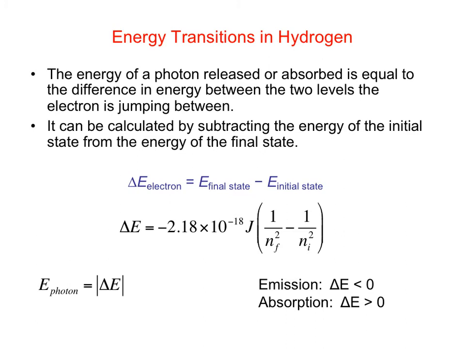And the reason I say to take the absolute value is because in the case of absorption, the change in energy is going to be positive. The electron is increasing in energy, so delta E will be positive. When an electron is emitted, the electron is going from a higher energy to a lower energy, and so in that case, delta E is going to be negative. But the energy of the photon itself can't be negative. And so in the case of emission, we'll want to take the absolute value of it.